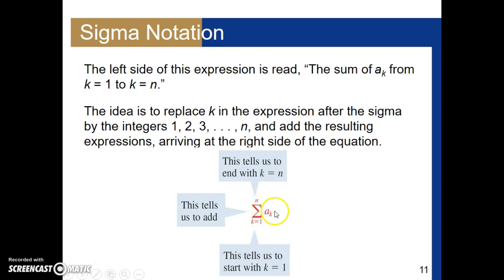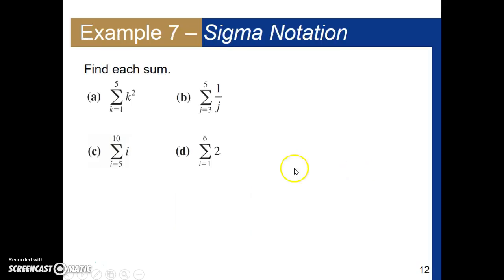This is a sequence. This tells us where we start. We're going to start adding at the first term, a sub 1. We're going to stop adding at the nth term, a sub n. So the sigma notation tells us to add, and this tells us where to stop, which term to stop at in our sum. So let's do some practice.